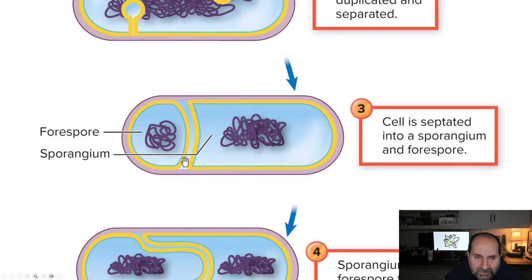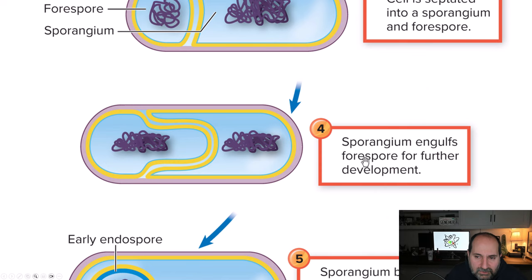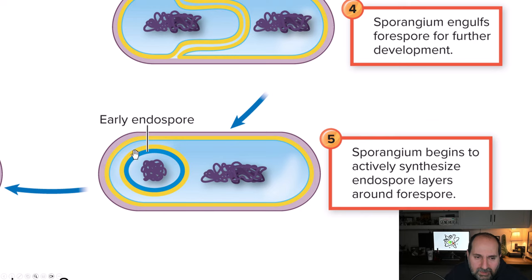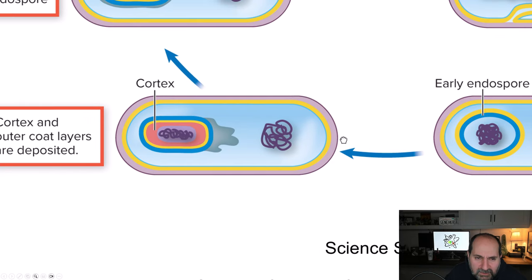Next, a membrane forms around what's called the forespore. The forespore is going to become the endospore. So you have a copy of the chromosome inside of a membrane. Next, the sporangium engulfs the forespore for further development. This membrane engulfs this other forespore. So you end up with two membranes surrounding the early endospore. The sporangium begins to actively synthesize endospore layers around the forespore. So there are endospore layers forming around the forespore.